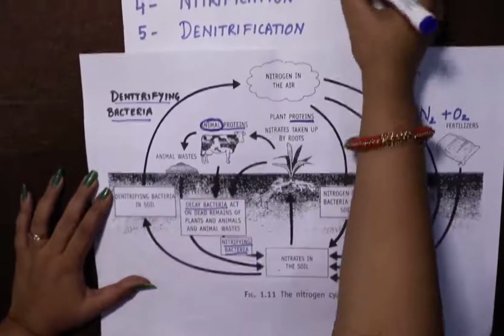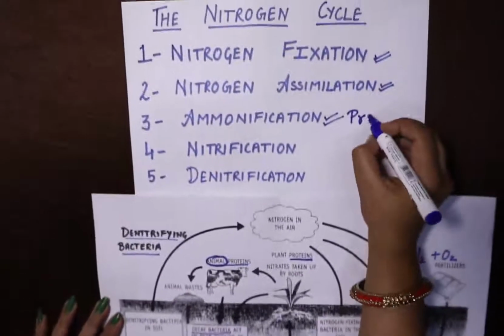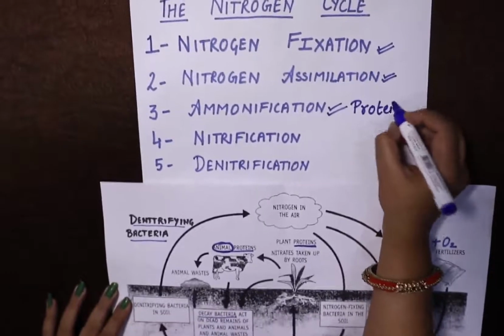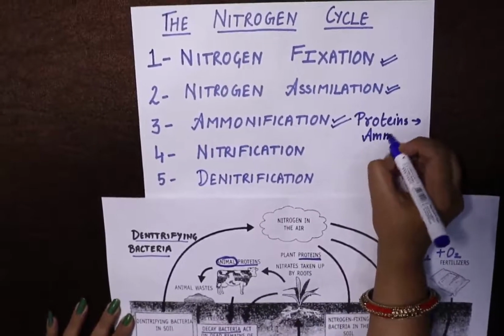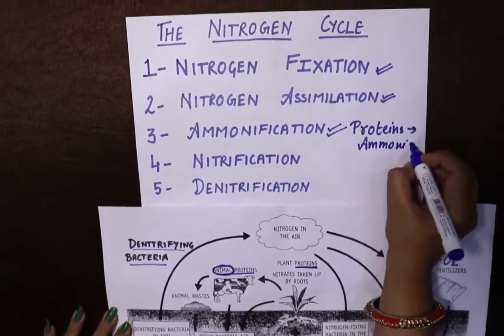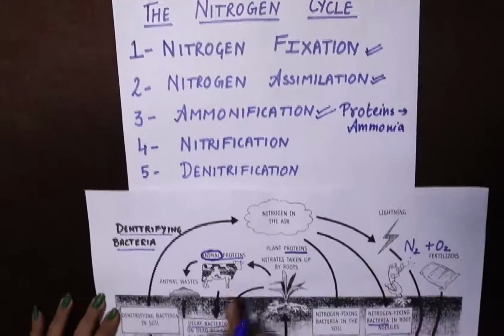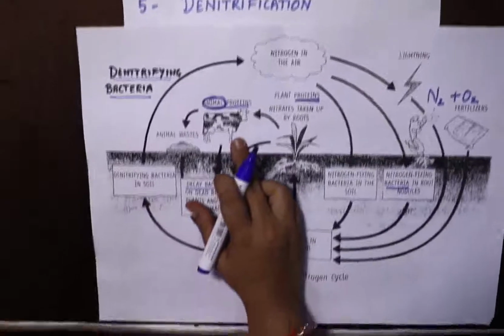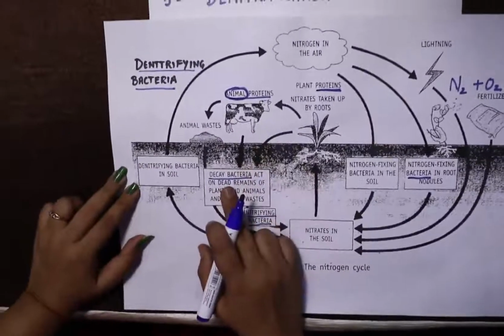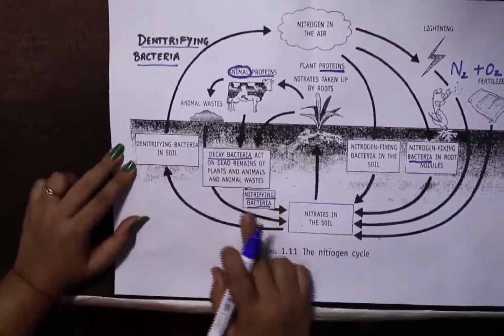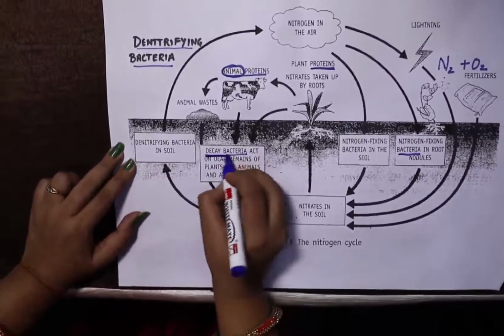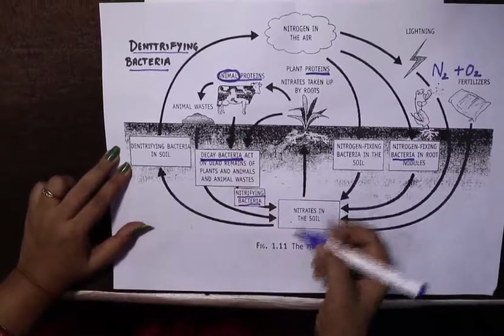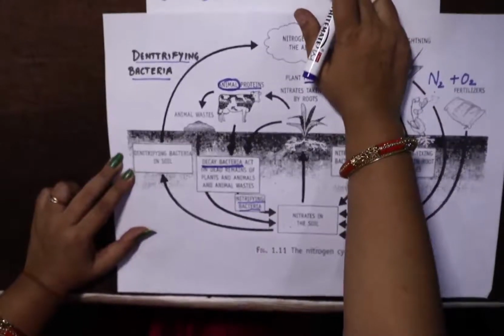Now our next step is ammonification. Ammonification is the process of conversion of proteins into ammonia. So when the plants and the animals die, their dead remains decay and are converted into ammonia present in the soil with the help of decay bacteria. So this process is known as ammonification.